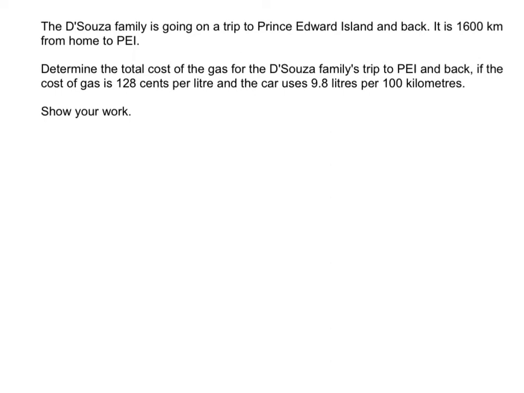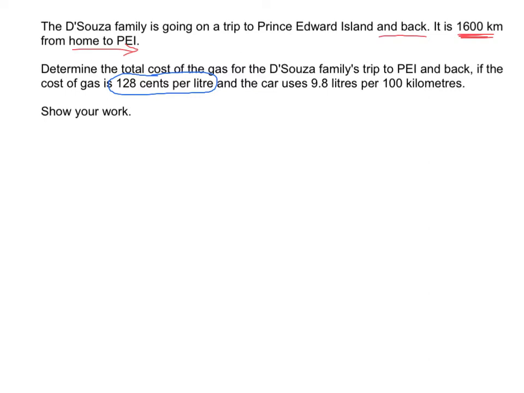So let's begin by underlining some important information that we're told in this question. Do we know how far the D'Souza family travels? Well, we know that it's 1,600 kilometers from home to PEI, but they're going there and back, so let's not forget that. Do we know how much gas costs? Yes, it's 128 cents per liter. So for every 1 liter that the car uses, they have to pay 128 cents.